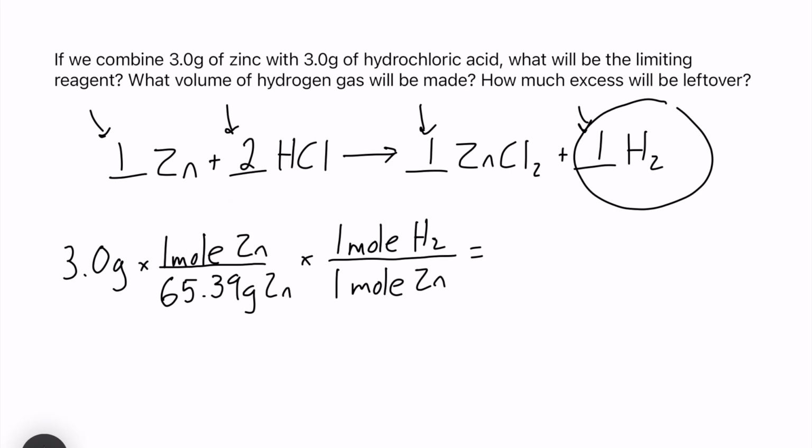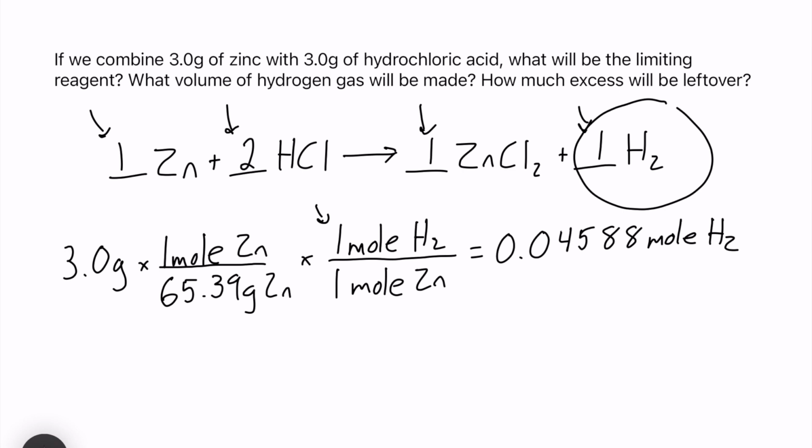We will type into our calculator 3 grams of zinc divided by 65.39. And because we have a 1-to-1 ratio in our mole-to-mole step, we don't have to really do anything. So when you type that into your calculator, you should get 0.04588 moles of hydrogen. All right, so that is step 3.